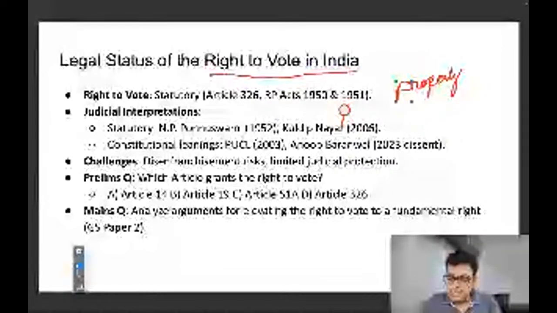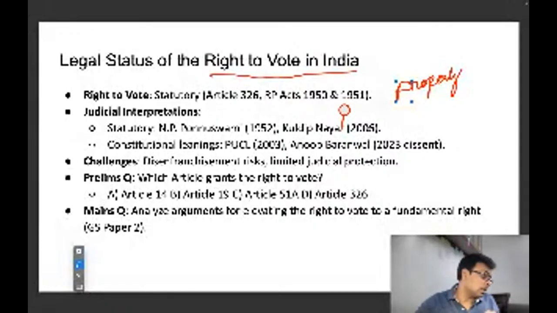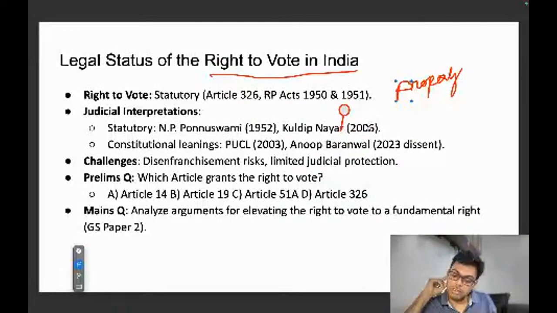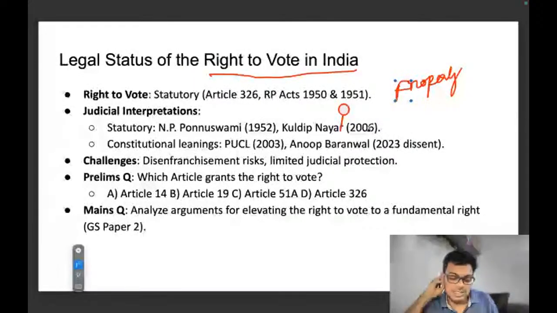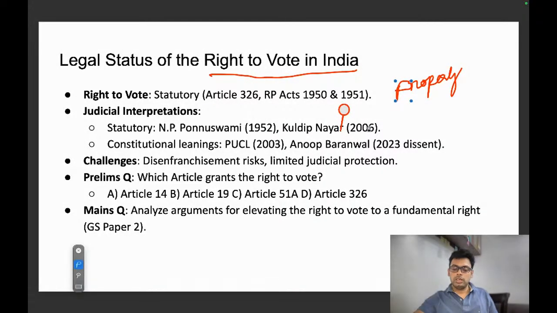If we talk about Section 16, under Section 16, non-citizens are disqualified. Keep in mind, non-citizens are covered under the RPA Act. Then Section 19 says that those who are residents of India and 18 plus can vote. Then Section 62 says that even though you are 18 plus and you are a resident of India, your name should be in the electoral roll in order to vote.